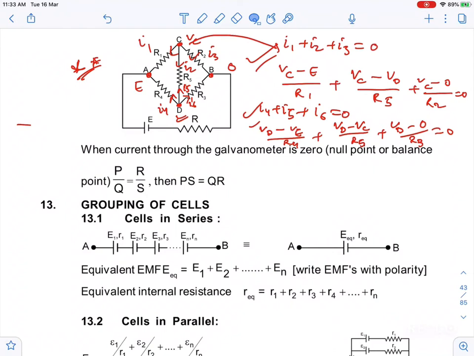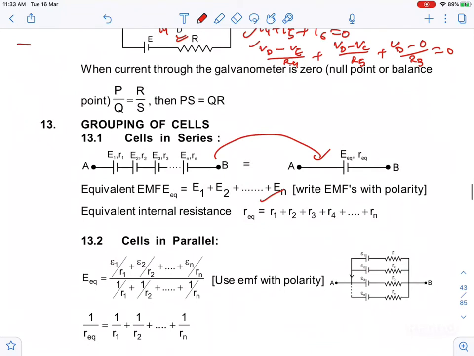Now guys, grouping of cells. Suppose this is series grouping. In series grouping, you can simply say that E equivalent is equal to E1 plus E2 plus E3 up to En, and the resistances are in series, so R equivalent can be written as R1 plus R2 plus R3. If in place of all this you make one battery and one resistance, this is the equivalent one.